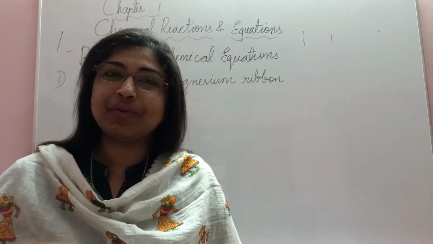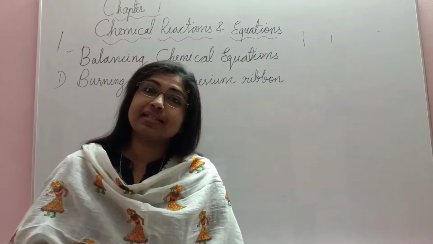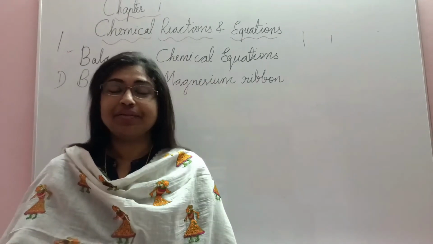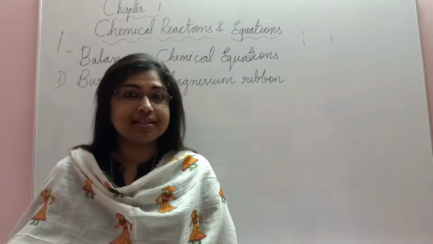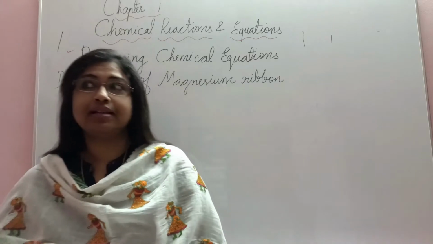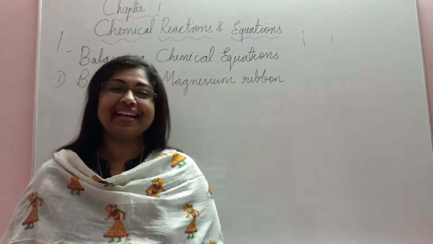So first of all, let's see what is a chemical equation. A chemical equation represents a chemical change called a chemical reaction. We can see a number of chemical reactions in our daily life. A lot of chemical reactions are happening inside us and in our surroundings, not only in the chemistry lab.